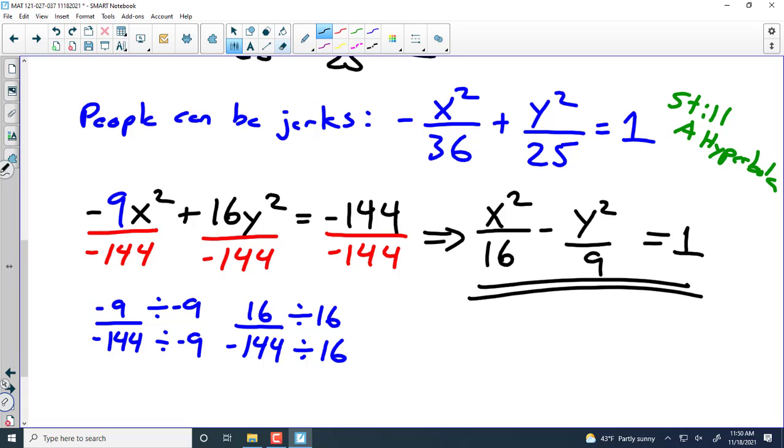So sometimes people give us hyperbolas that don't look quite like hyperbolas, but they are still hyperbolas. This didn't look like one when we started with it. This one didn't really look like one. But as long as we can get that 1 on the other side, we get that 1 and that minus in there, we're looking at a hyperbola.